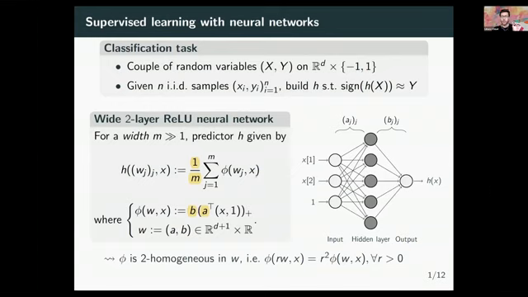Another aspect which is very important for this talk is that this function phi, and I could consider other nonlinearities, is two-homogeneous in the parameters w, which means that when we multiply the parameters by some scalar r, we multiply the output by r squared, because both the input and the output weights are multiplied. So that's our parameterized class of models to solve our classification task.